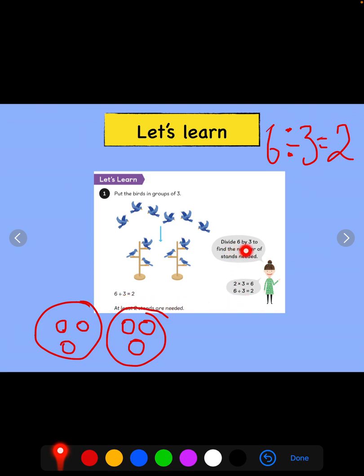Divide 6 by 3 to find the number of stands needed. 6 divided by 3 is 2. And because we have 2 groups of 3, that's also the same as 2 multiplied by 3, which is equal to 6. So multiplication is the opposite of division.